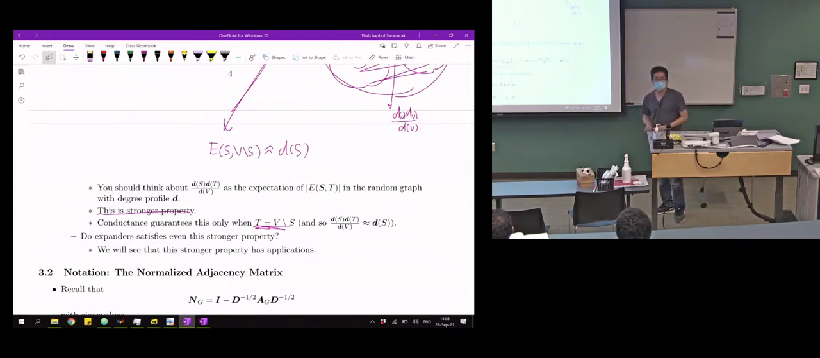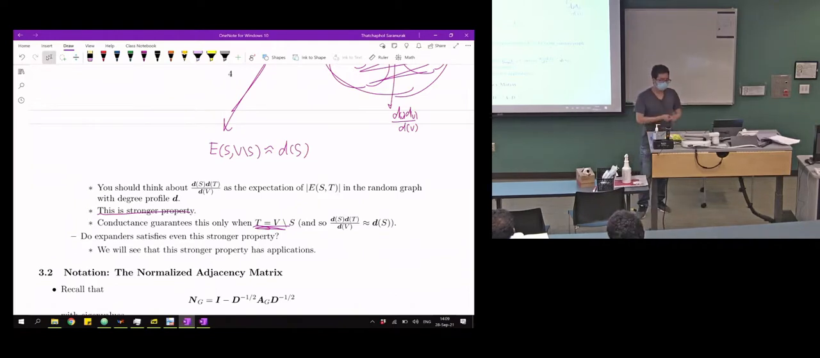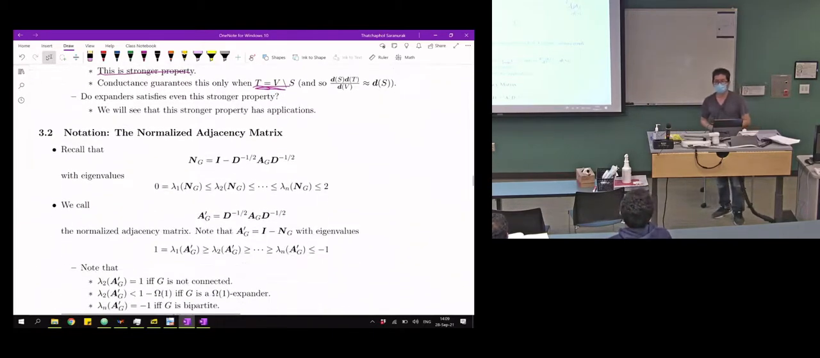So what do you think is the answer? It turns out that if the graph is an expander because of eigenvalues, then the answer is yes. But if you just guarantee conductance, then maybe no. That's what I want to tell you.